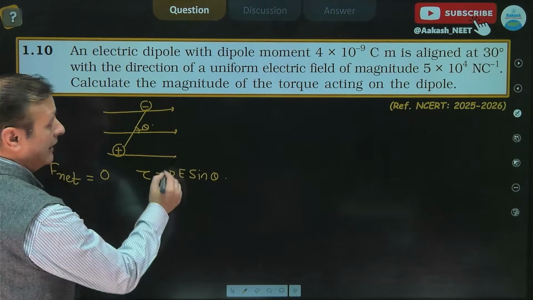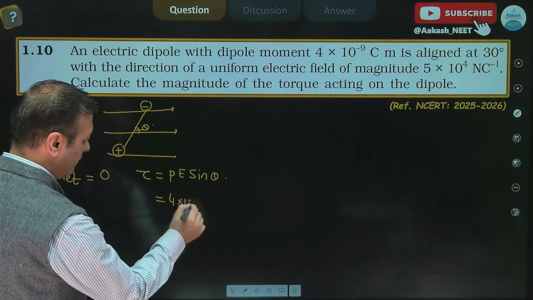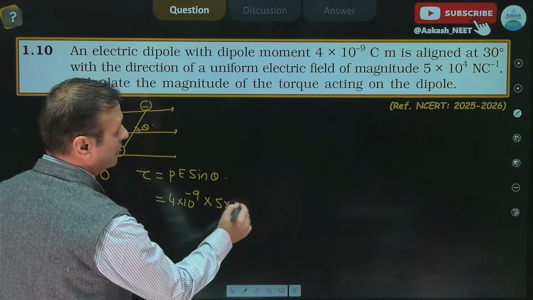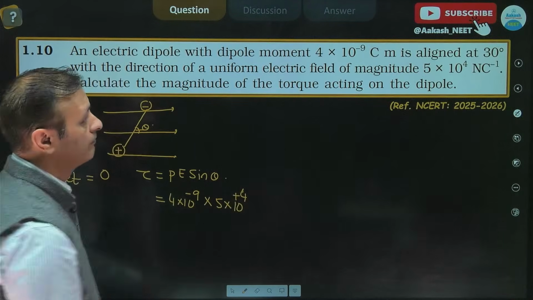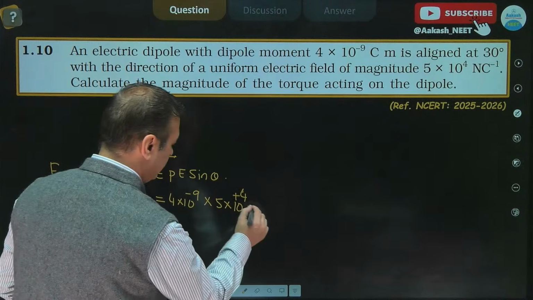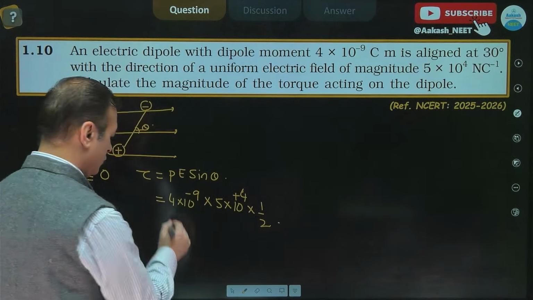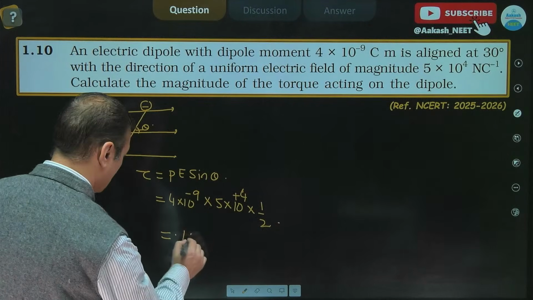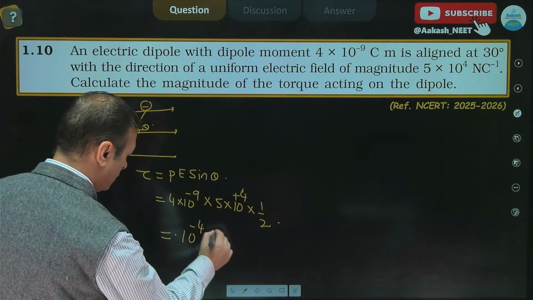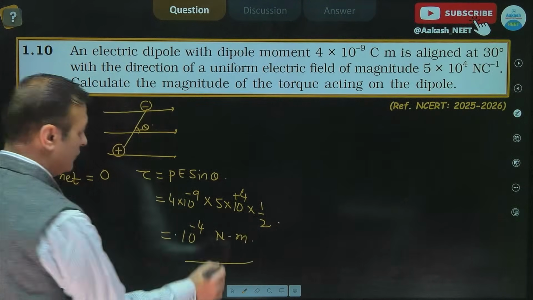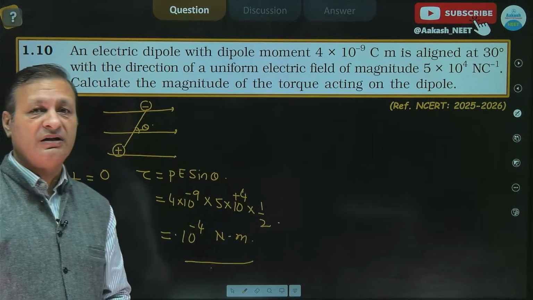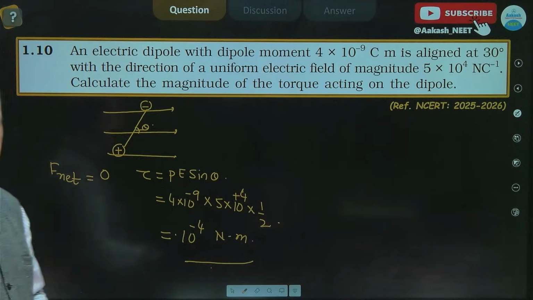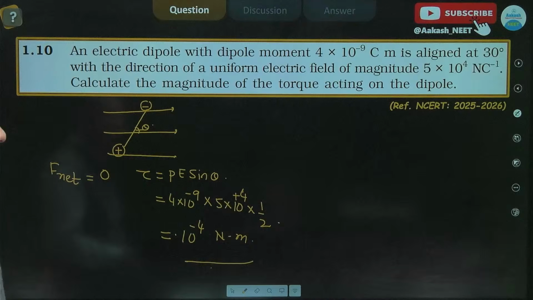So dipole moment 4 into 10 to the power minus 9, electric field 5 into 10 to the power plus 4 rather, and sine of 30 degree is 1 by 2. Can you give me the value of the torque experienced? So this is the numerical value of the torque. Any doubt from this part? Shall we?